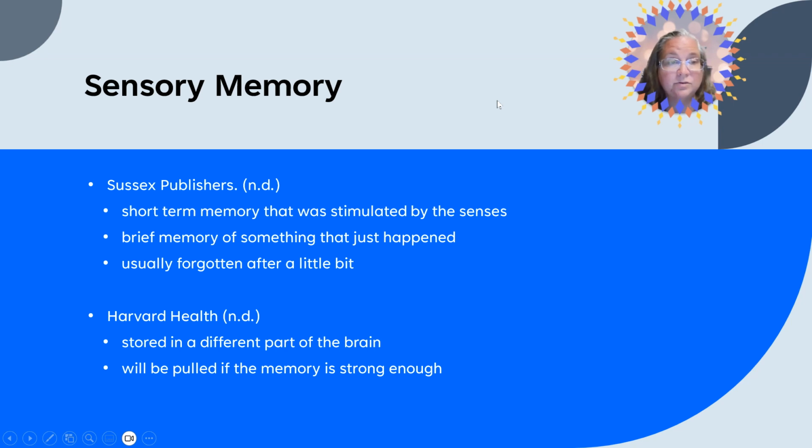Sensory memory is where we use our senses to help us remember things. According to the Sussex Publishers, this is short-term memory that uses stimulation from our senses. So say I'm walking by a pizza place and I smell pizza. I remember it, and then once I'm gone, it's gone. Usually it's forgotten a bit later. Harvard Health says it's stored in a different part of our brain, which helps us pull memories out if that sense is strong enough.